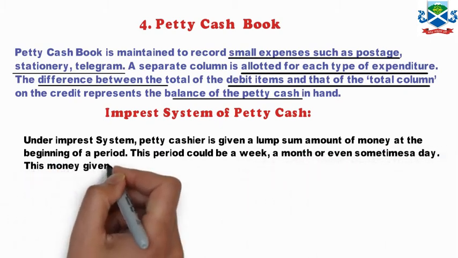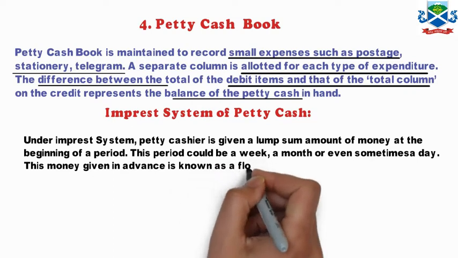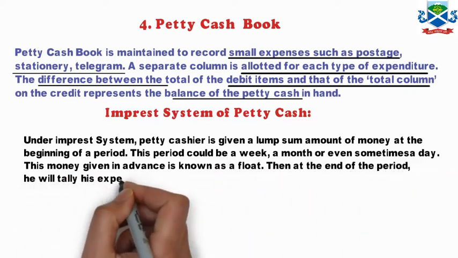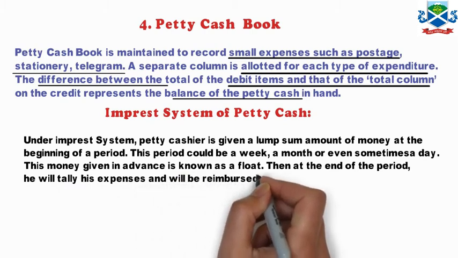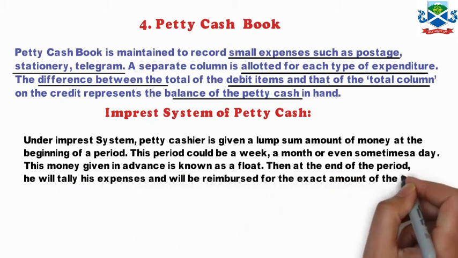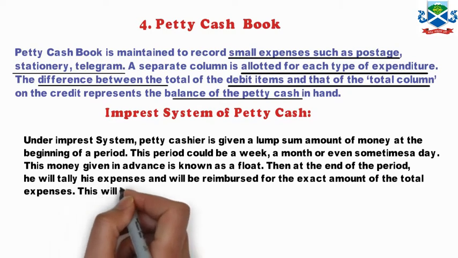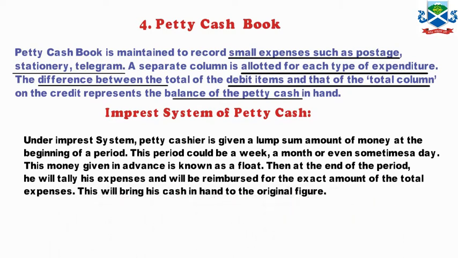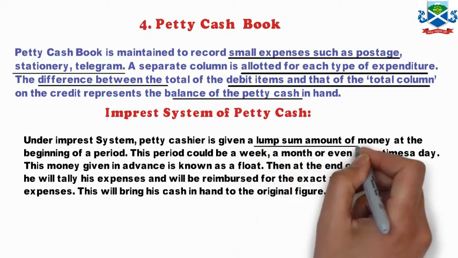Under the imprest system, the petty cashier is given a lump sum amount of money at the beginning of the period. This period could be a week, a month, or after some time, or maybe even a day. He will tally his expenses and will be reimbursed the exact amount of the total expenses, and that will bring the cash in hand back to the original figure.